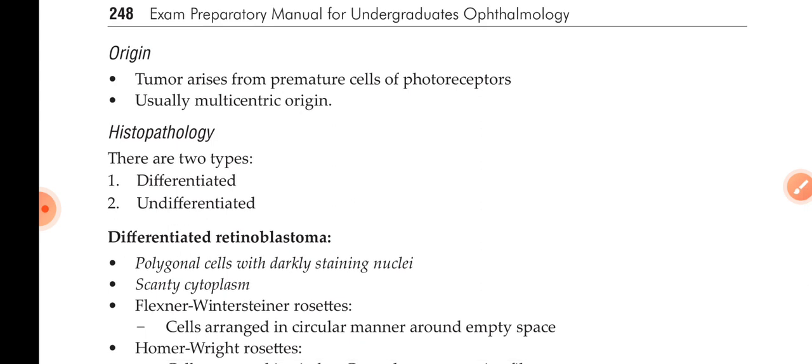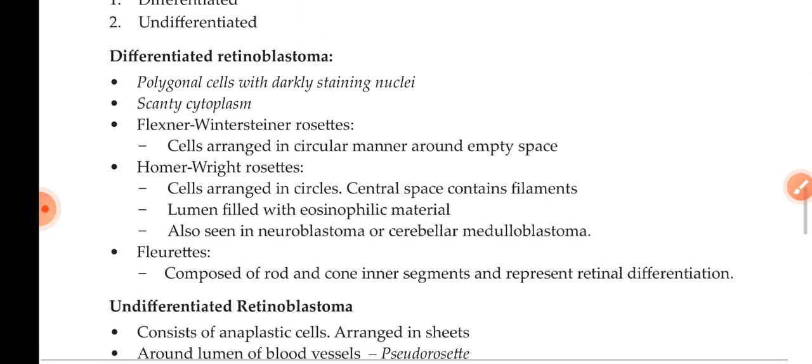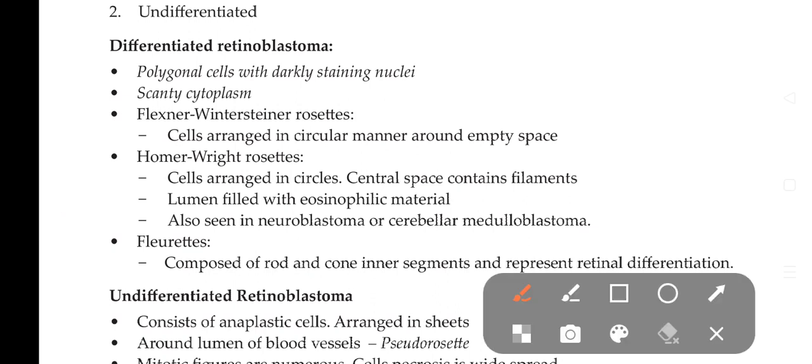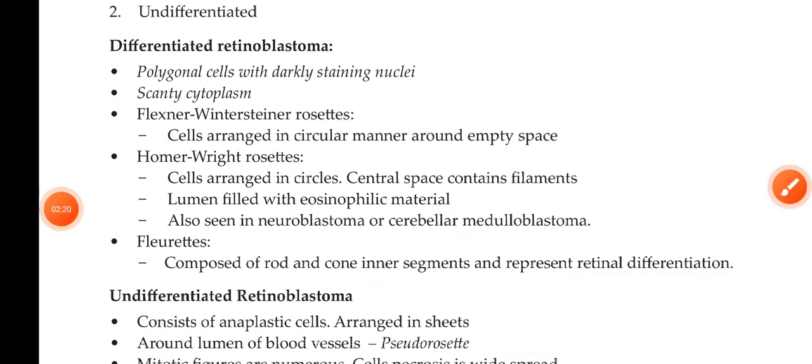Premature cells of photoreceptors. What are photoreceptors? Rods and cones, usually of multicentric origin. Histopathology: there are two types, differentiated retinoblastoma and undifferentiated retinoblastoma. First, differentiated retinoblastoma: we can see polygonal cells with darkly stained nuclei and scanty cytoplasm. Most commonly we will see Flexner-Wintersteiner rosettes, Homer-Wright rosettes and florets. These three are things you should remember.